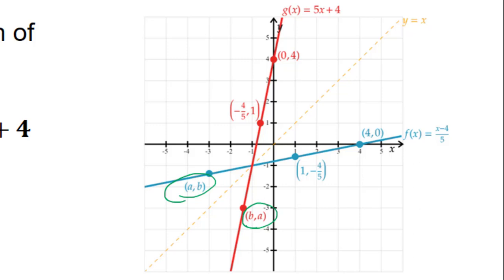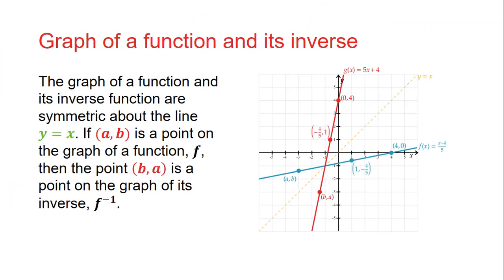The graph of a function and its inverse have a really unique property, and that is that the graph of a function and its inverse function are symmetric about the line y equals x. Remember that y equals x is that basic linear function. It has a y-intercept at the origin. The slope is 1, so it goes up 1 over 1, which means it goes through the points (1, 1), (2, 2), (3, 3), and so on.